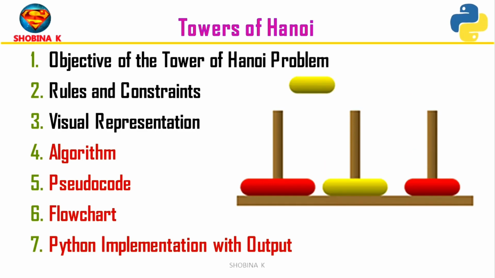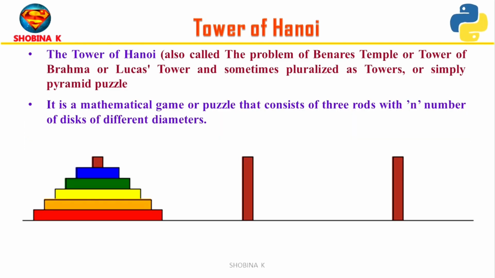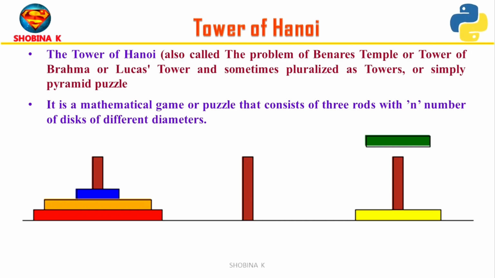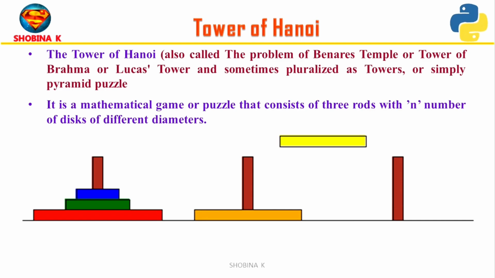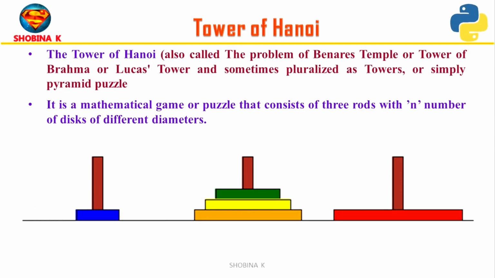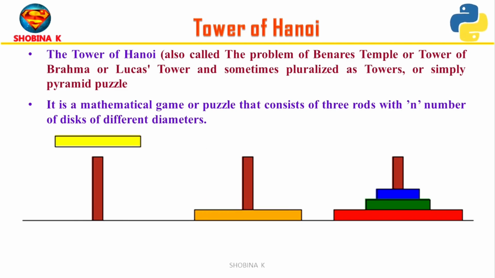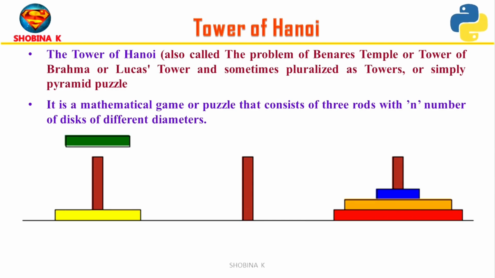Before we get started, let's see what the Tower of Hanoi problem is. The Tower of Hanoi is also known as the Tower of Brahma or Lucas Tower. It is a mathematical game or puzzle that consists of 3 rods with n number of disks of different diameters. To be simple, it is a pyramid puzzle, which is a mathematical game using 3 rods and various numbers of colored disks stacked in descending order, with the larger disk on the bottom and the smaller disks stacked on top. And this creates the iconic cylinder or pyramid shape that the Tower of Hanoi is known for.